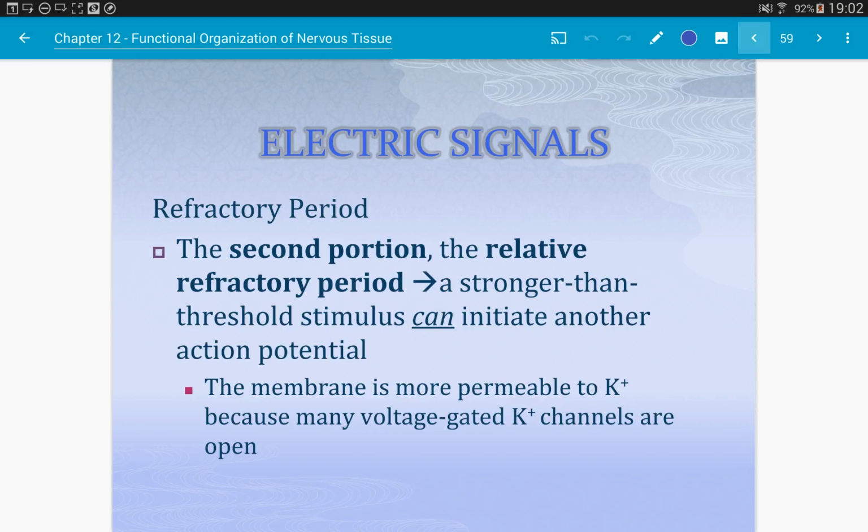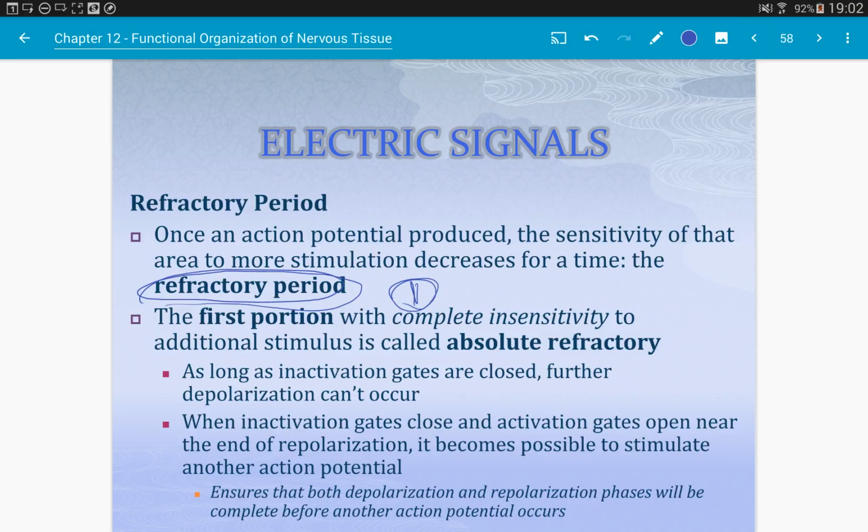Okay, so still talking about our first, the complete insensitivity. We call it absolute refractory. So that's the actual definition for the first period of your refractory period. You have absolute refractory, which means absolutely nothing can cause it to be stimulated.